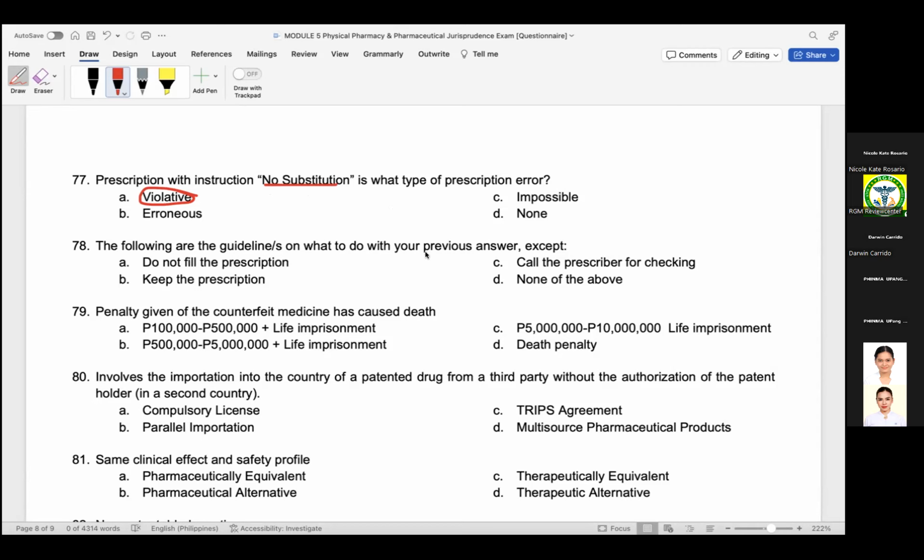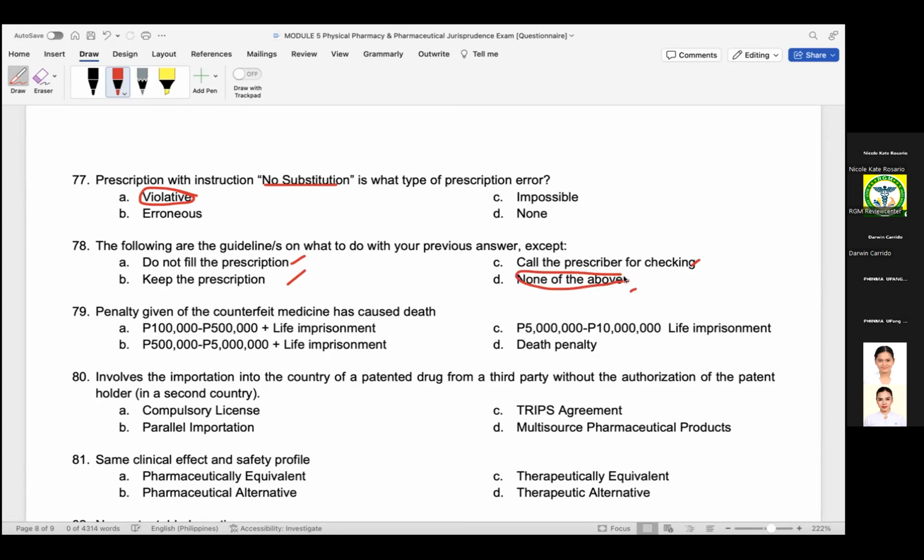Number 78, the following are the guidelines on what to do with your previous answer. Do not fail, that's true. Keep the prescription, that's true. And call the prescriber for checking. Or none of the above. Number 78. None of the above.